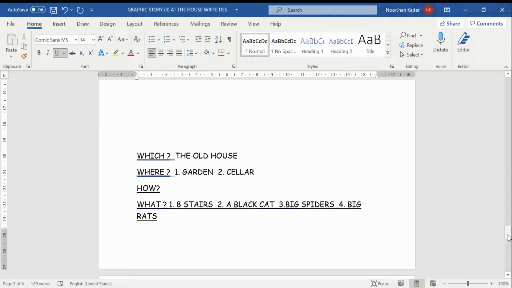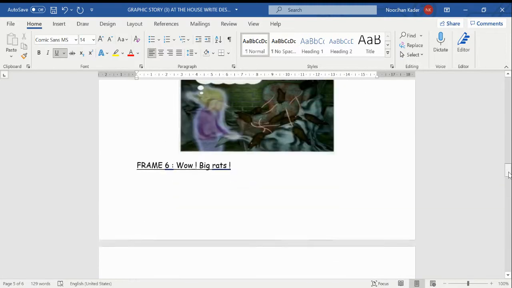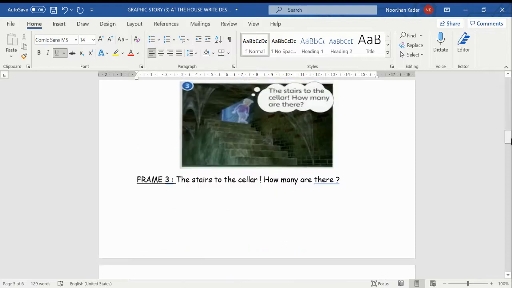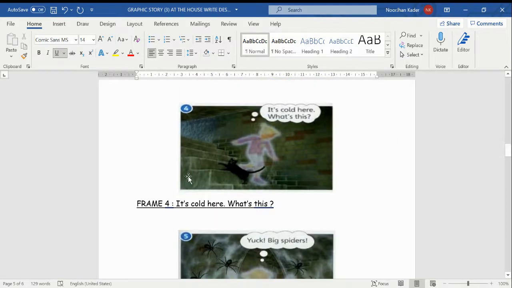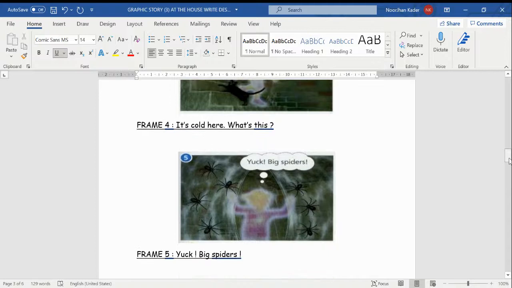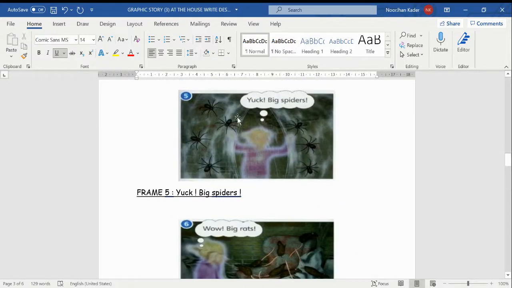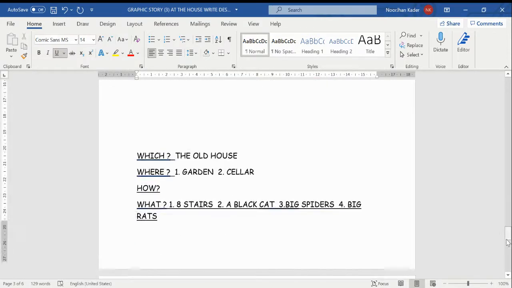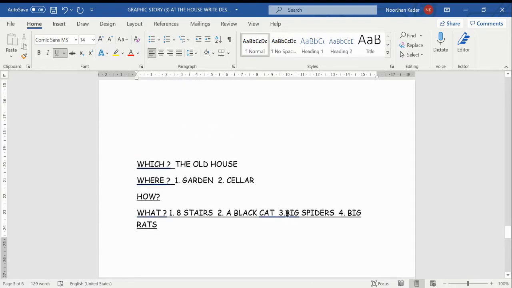Okay, that answers this. For which frame? This is the third descriptive sentence. So from the picture, we know there's a black cat in frame 4. Now, spiders. So we also have spiders. How many are there? Because we are talking about spiders, 1, 2, 3, 4, 5, 6, 7. Is it 7? Yes, there are 7. So there are 7 big spiders. Because we already know there are spiders, we just write here 7.